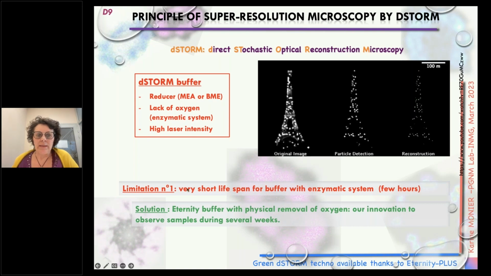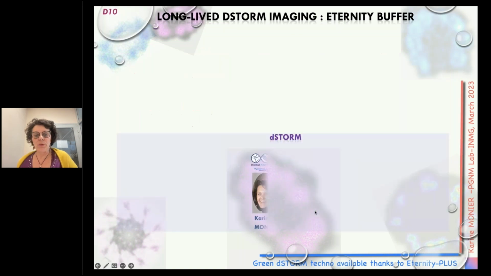There is one limitation to that buffer, which is a very short lifespan when the lack of oxygen is obtained with an enzymatic system. It's only a few hours that you have to look at your samples, and when it's done, you have to unmount your slides and mount them again with another fresh buffer. So we decided to work on that limitation, and we found that if you remove your oxygen physically, then you get a buffer that we called Eternity. That is our first innovation before starting this project, and you can observe your samples for several weeks.